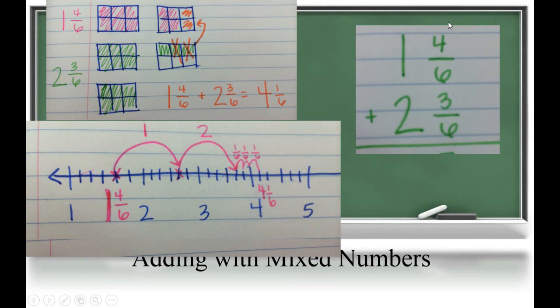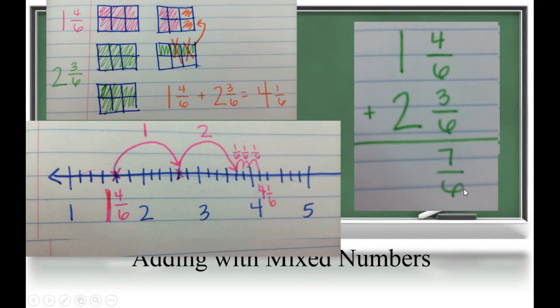Finally, students will learn to add mixed numbers using a more traditional algorithm that's like what we used when we added whole numbers. We're going to start in the lowest place value, or the place value all the way to the right, which is our fractions place. 4/6 plus 3/6 equals 7/6. Well, students know that's greater than 1.